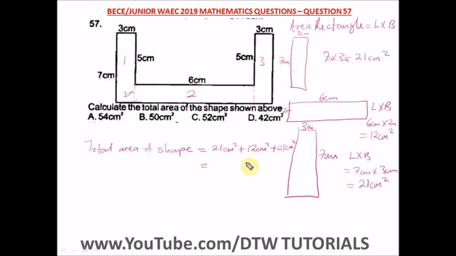So when we add up all this, we have 21, we have 12, we have another 21. So this is 1 plus 2, 3 plus 1, 4. Then we have 2 plus 1, 3 plus 2 will give 5. So our answer is 54 centimeters square. So this is our answer. And what's our right option? Our right option is option A.